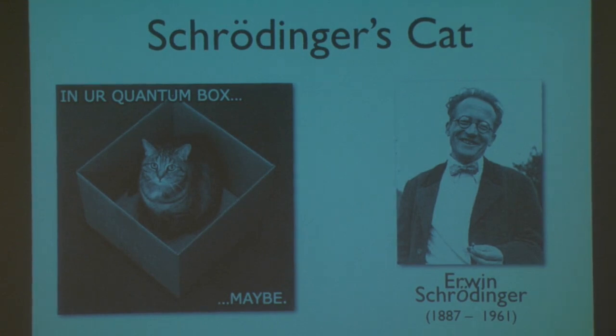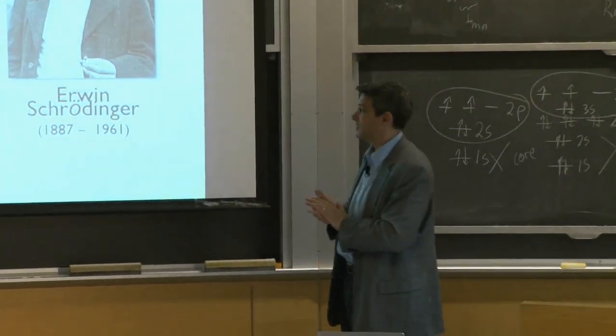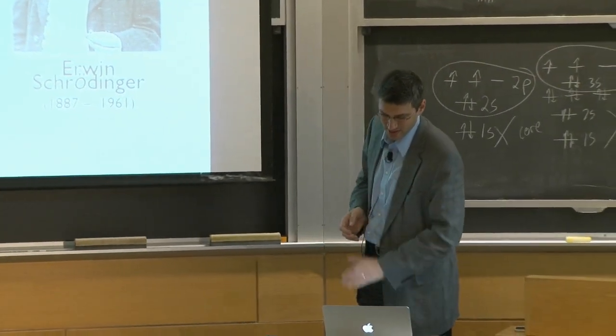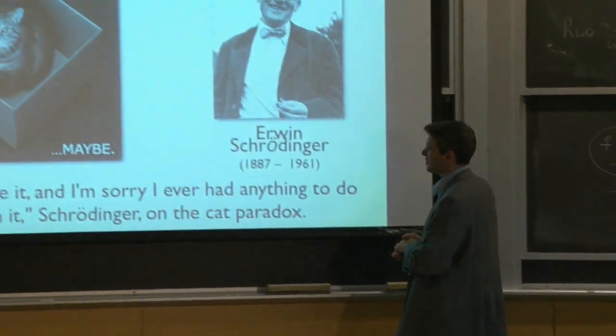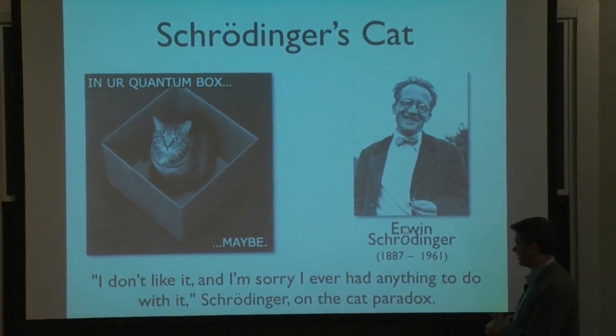And I have a sheet at the end I'm not going to go through where I list 10 or 15 different interpretations of quantum mechanics. How cool is that? We really still don't know what this all means, right? And that's pretty neat. Actually, Schrodinger made this statement, which I thought was funny, about his paradox: I don't like it, and I'm sorry I ever had anything to do with it.